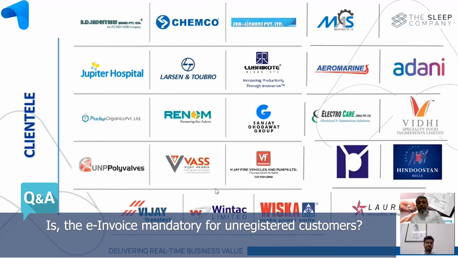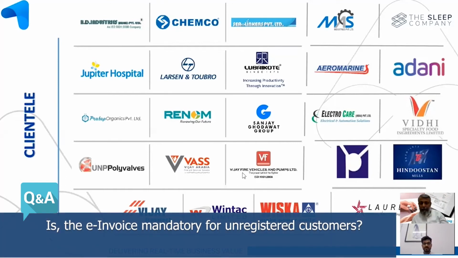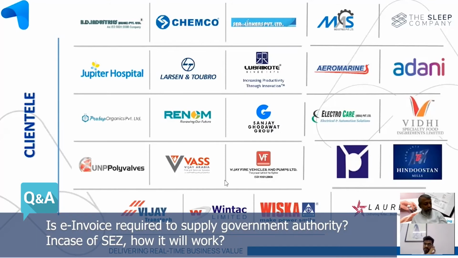Sir, unregistered means it is coming as retail only. E-invoice is mandatory for B2B transactions. If it is unregistered, it means someone does not have a GST number, so it will not come, because GST is required. Regarding supply to government: supply to a government authority is completely exempted, but whenever you are supplying any material to the government, it comes under either exempted or LUT. So in that case, e-invoice will generate.